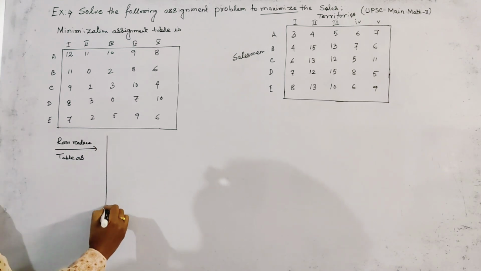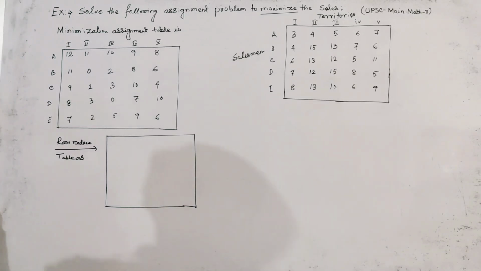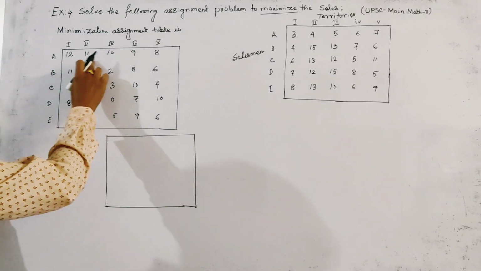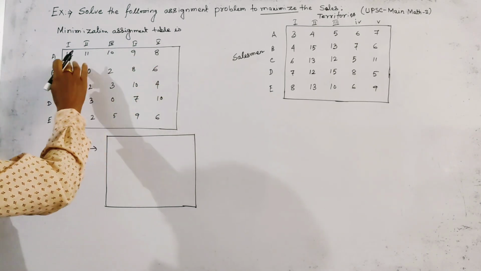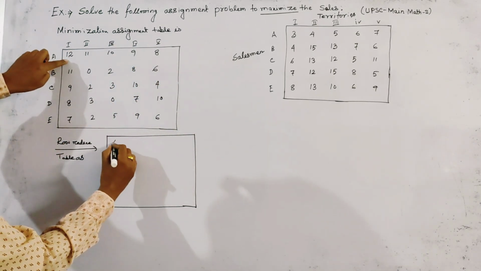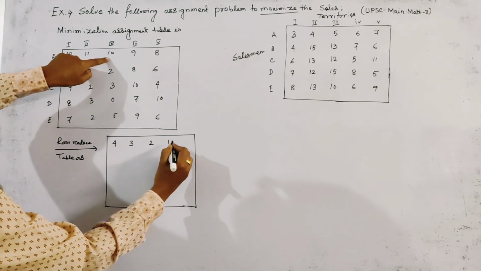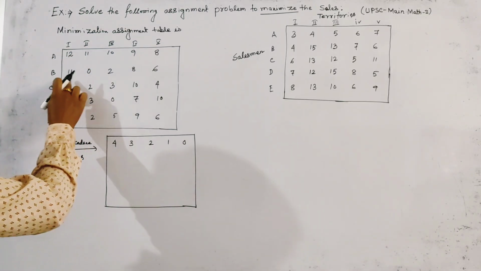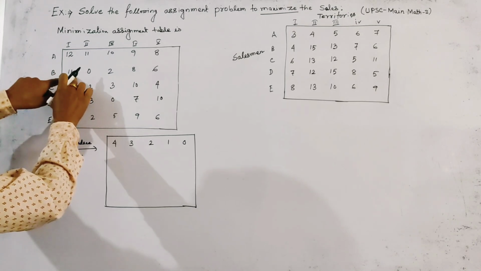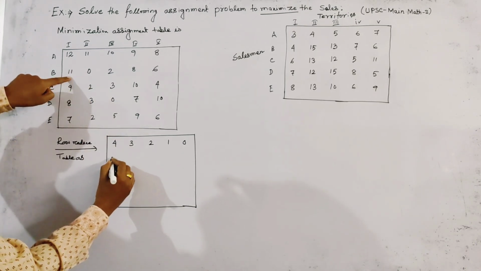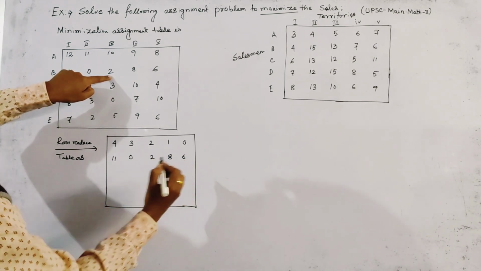We again draw a table same as above, but we reduce each row here. The least element of the first row is 8, so we subtract 8 from each element. So we get 4, 3, 2, 1, 0. For the second row there is a 0, so no reduction of this row is required. This row is unchanged: 11, 0, 2, 8, 6.